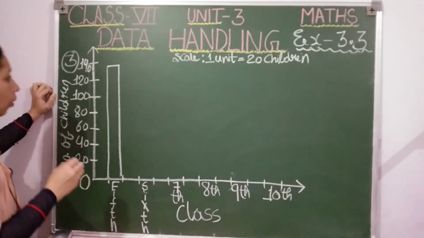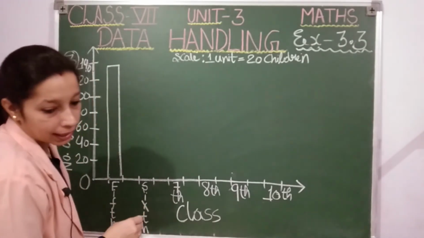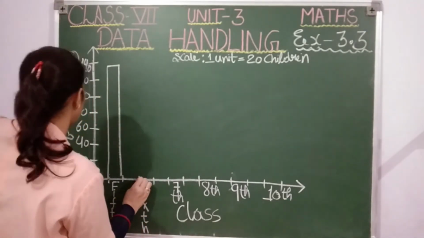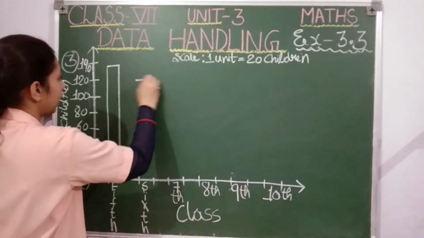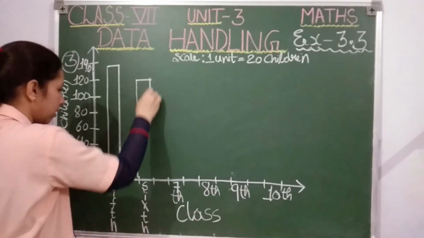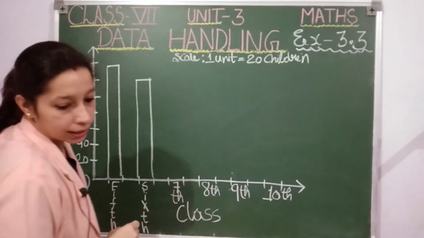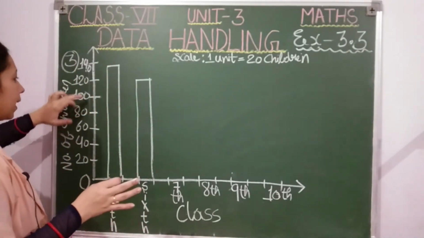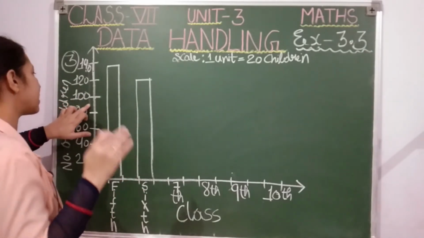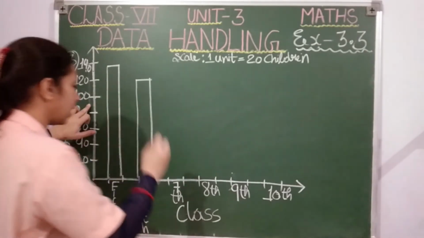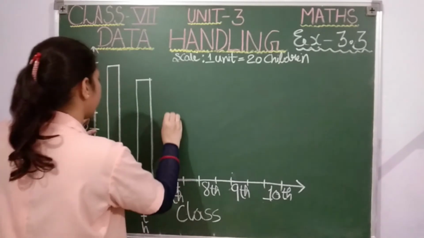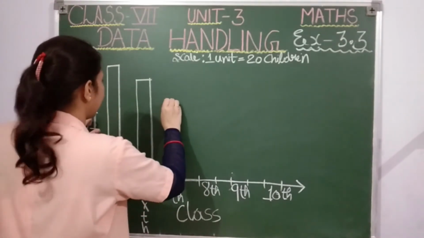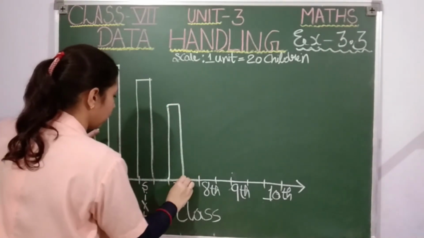Clear? Okay, then next, 6th standard, it is 120. So go to 120, mark, join the bar. Okay, for 7th it is 95. So 95 means somewhere between 80 and 100. Between 80 and 100 exactly we'll get 90. I want to show 95, so a little bit above 90, I'll get 95. Okay students.